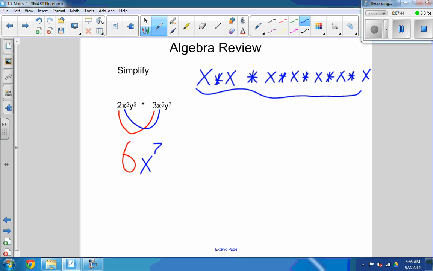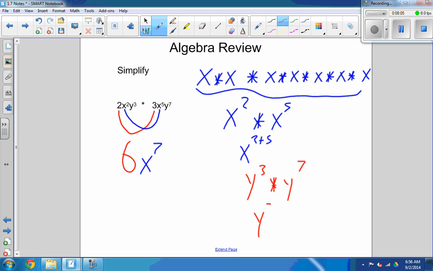I also can think of that, x squared times x to the 5th, as x to the 2 plus 5. With that thought process, solving for y is a little bit easier. So y cubed times y to the 7th, I can think of that as y to the 3 plus 7, and I get y to the 10th. And there's my answer: 6x to the 7th, y to the 10th.